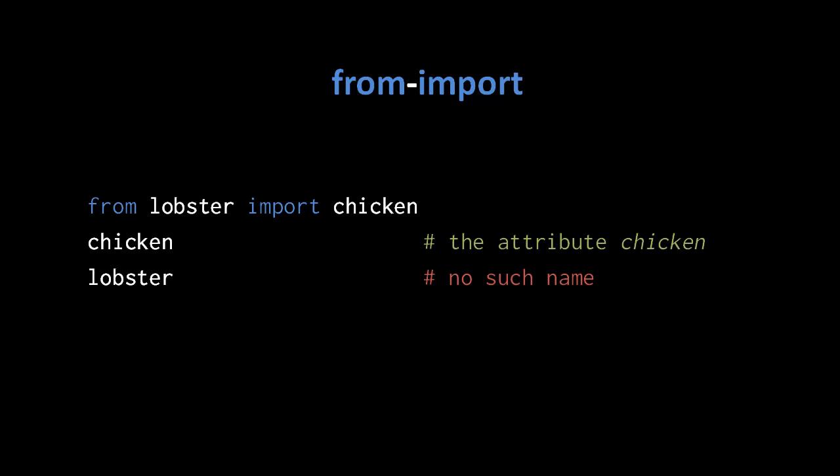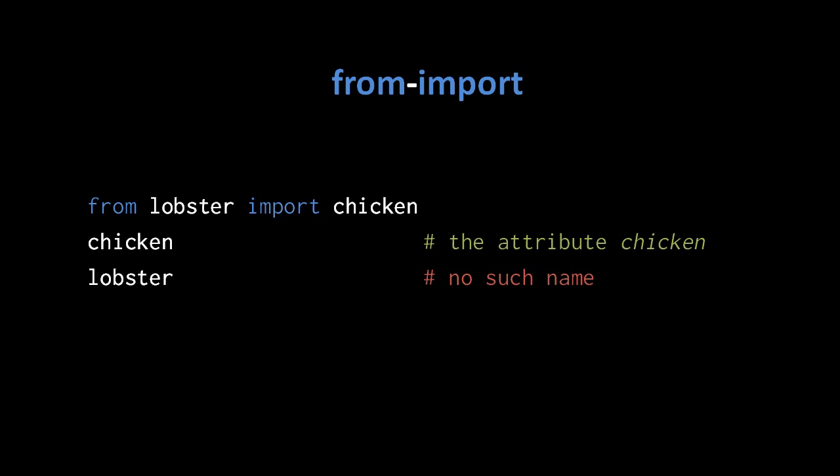As a similar convenience, sometimes when dealing with modules, we're really just interested in one or two attributes from that module. So there's the from import statement, which imports the specified module just like in a regular import statement, but the module object itself is not actually assigned to any attribute in the local namespace. Rather, just the specified attribute of the module is assigned to the local namespace. So here, for example, from lobster import chicken means we want the attribute chicken from the module lobster. So lobster is imported, but not assigned to the local namespace, but rather chicken is.